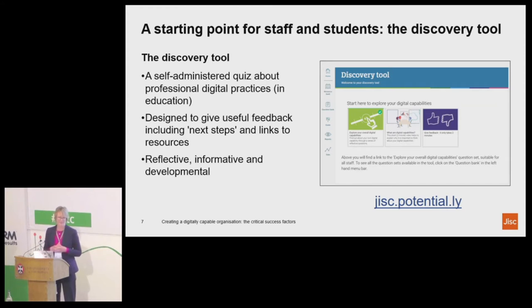So we got the understanding of maybe what digital practices are critical to different roles, and then realised that we needed a starting point to enable staff and students to reflect on where they were with those digital capabilities. Once we understand what's needed, how do we know where people's starting points are? And that was where the discovery tool started from. And it's been developed as a self-administered set of reflective questions that staff and students can run through. And they get a little tailored report at the end of that, which gives some tailored next steps and links to some resources that might help them develop further.